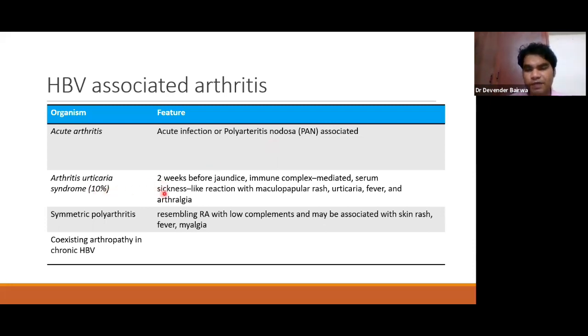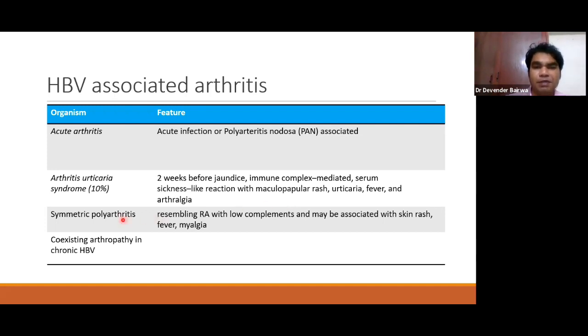So what happens when somebody has hepatitis B in the acute stage? Two weeks before jaundice development, there can be an immune complex mediated serum sickness-like reaction leading to fever, urticaria, rash, and symmetric arthralgia. This is known as arthritis urticaria syndrome. It can be seen in as much as 10% of people.